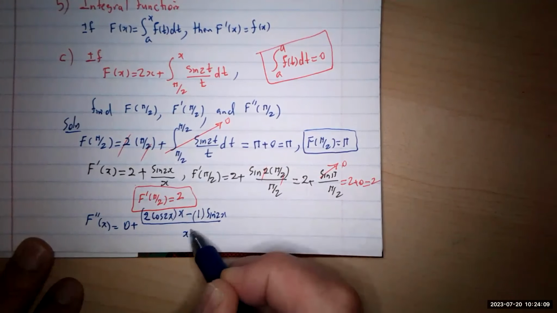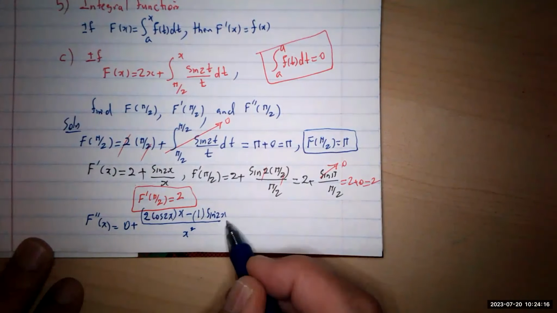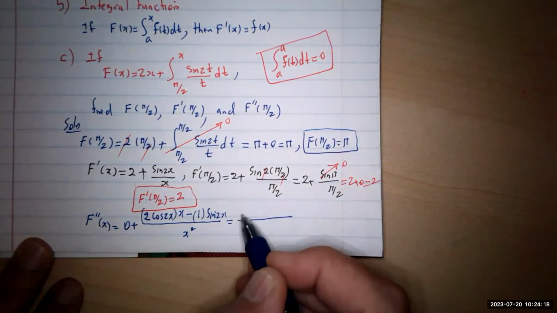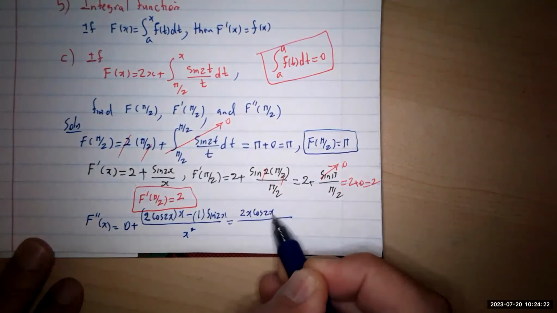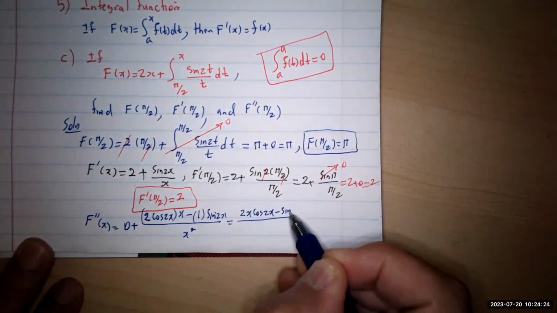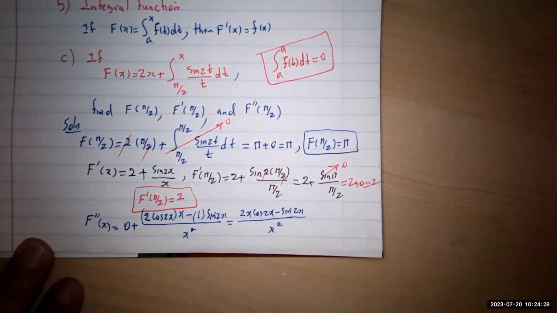Divided by the bottom square, x squared. That's it. You can simplify, then substitute. There's nothing to be simplified. It's going to be simply 2x cosine of 2x minus sine of 2x, divided by x squared. So you may have to use the chain rule or the quotient rule.